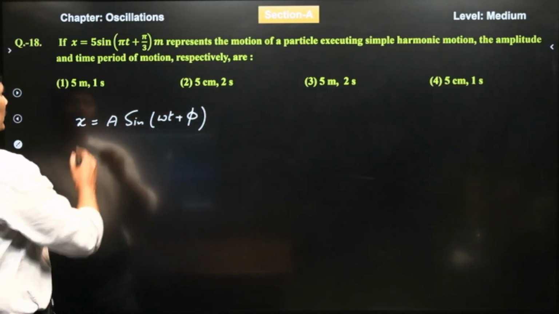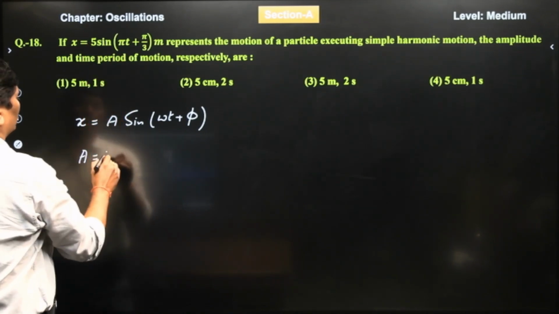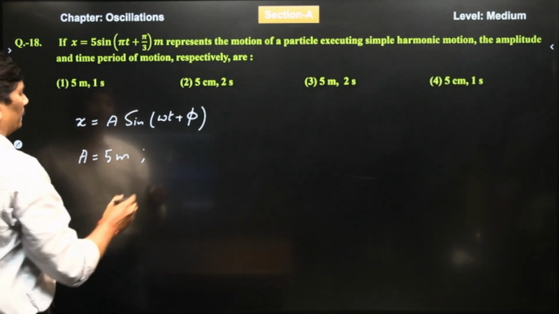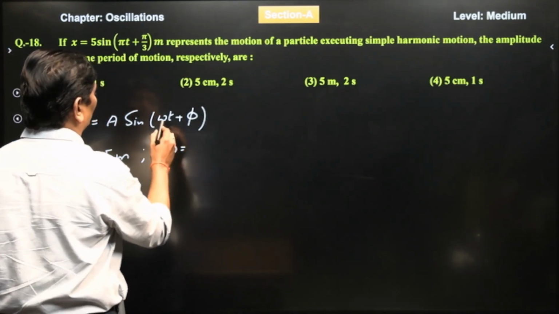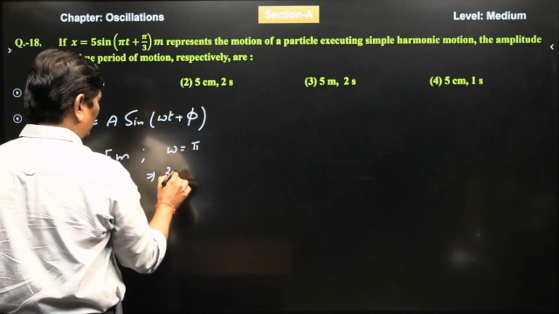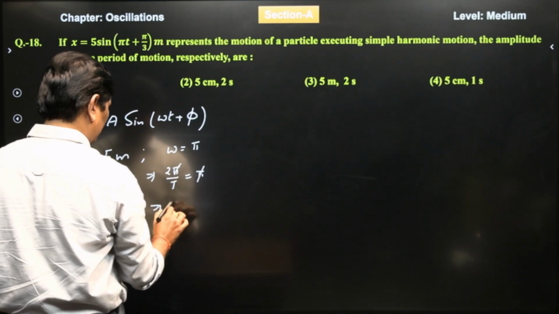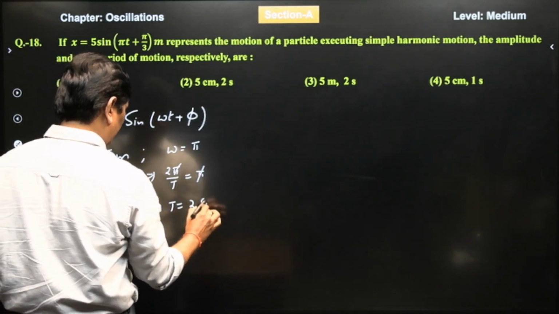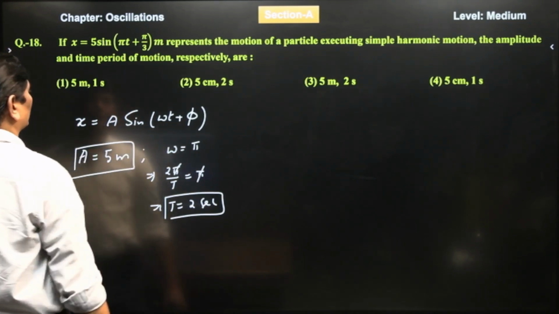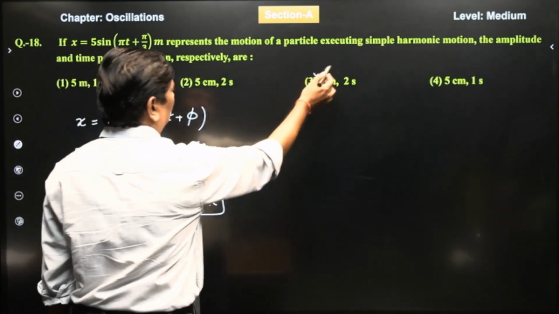Find the amplitude and time period of the motion. Simply compare: in the place of A, amplitude is 5 meters. One part is over. And the time period, compare omega. Omega is equal to pi. Omega is equal to 2 pi by capital T, which is equal to pi. Pi gets cancelled, capital T is equal to 2 seconds. These are the two: 5 meters and 2 seconds.